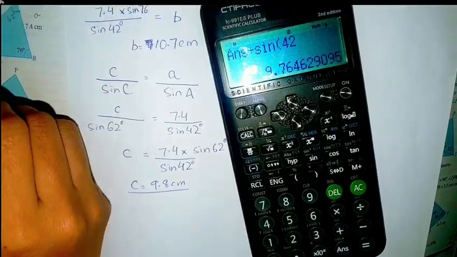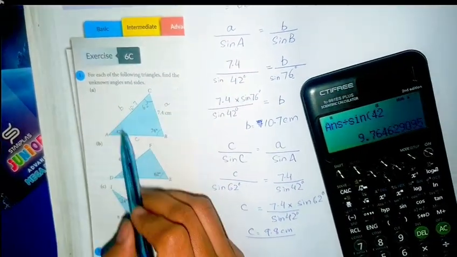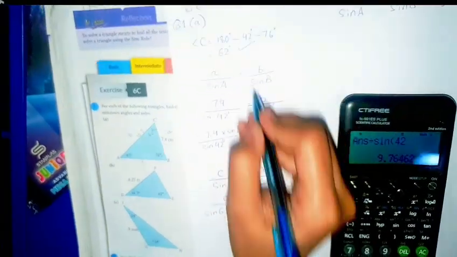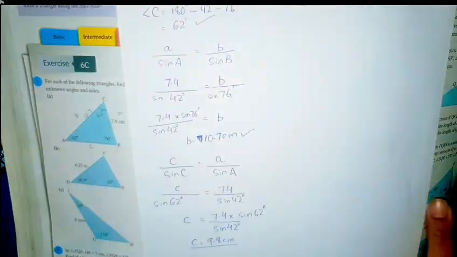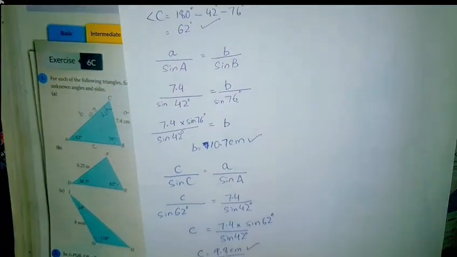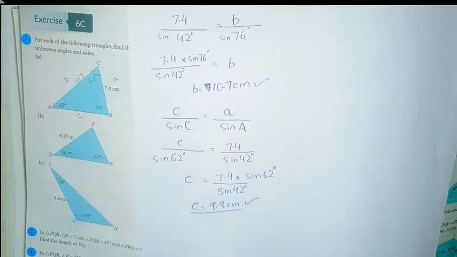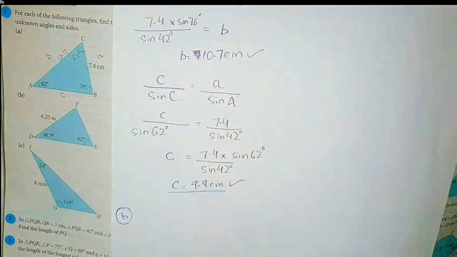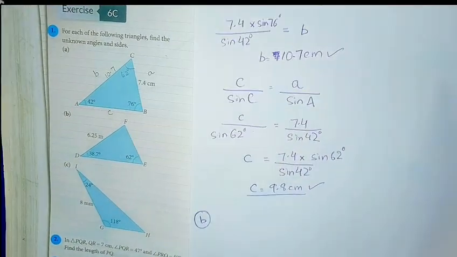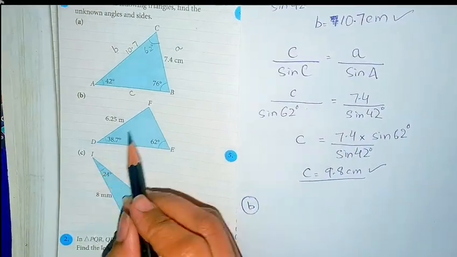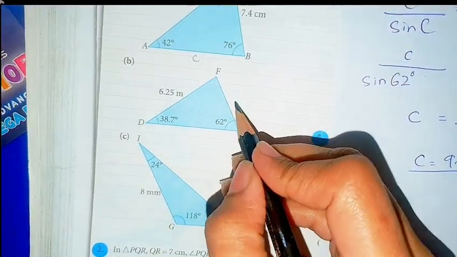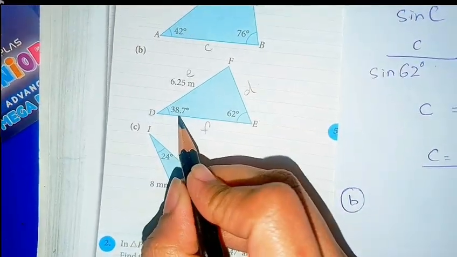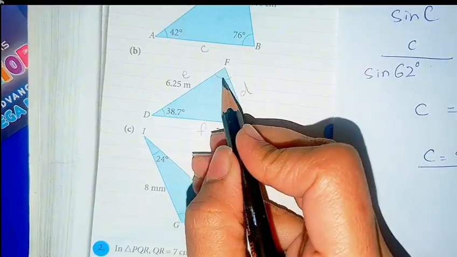Now we have found all three parts, part A, B and C, and angle C as well. This is angle C, this is part B, and this is part C, and part A is already given. Now move to part B. Can you see in part B, this is D, E and F. So this is small d, small e, and small f.